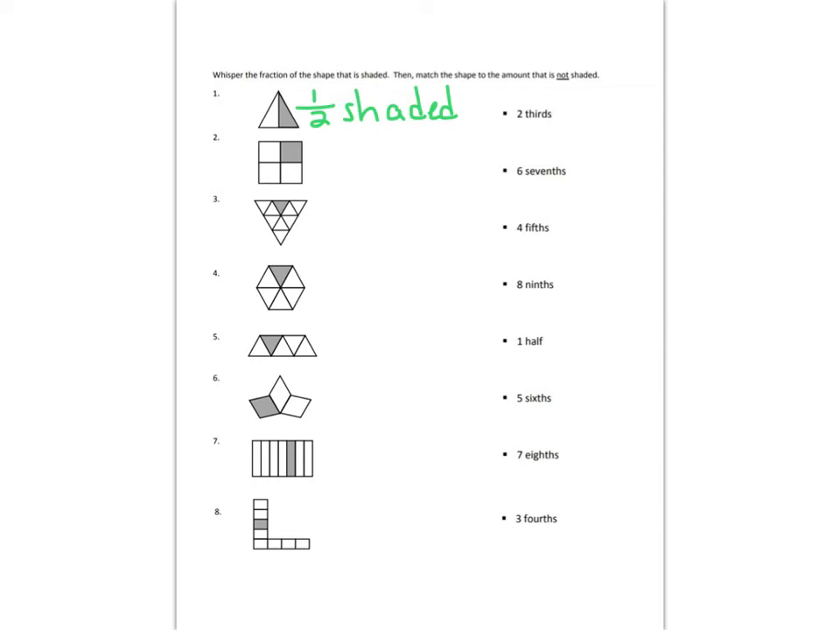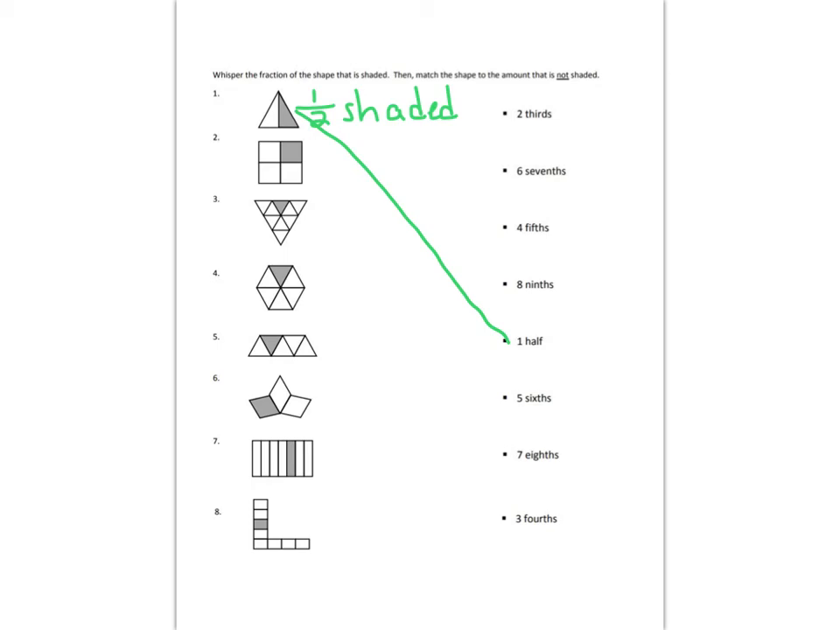Then I'm going to match it up to the unit form, and that was from yesterday's lesson, the unit form of the amount that is not shaded. So since 1/2 is shaded, how much is not shaded? 1/2 again. So I can see 1/2 right there. So I'm going to match it up.